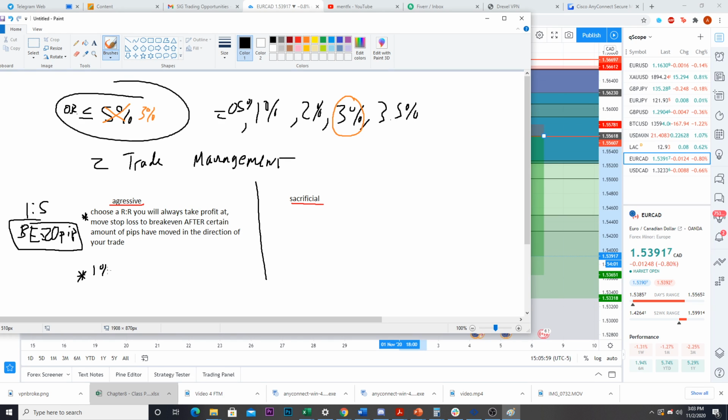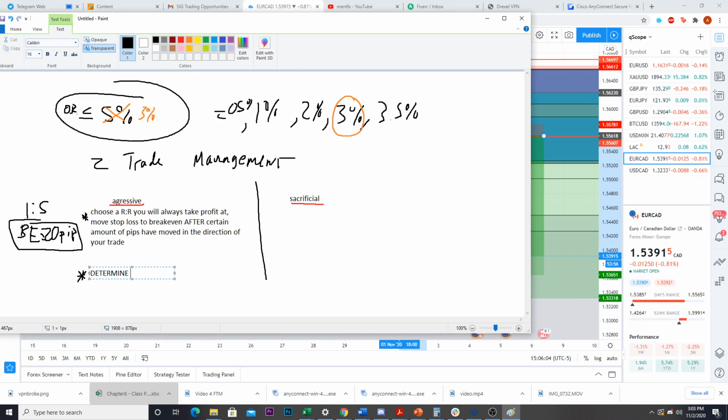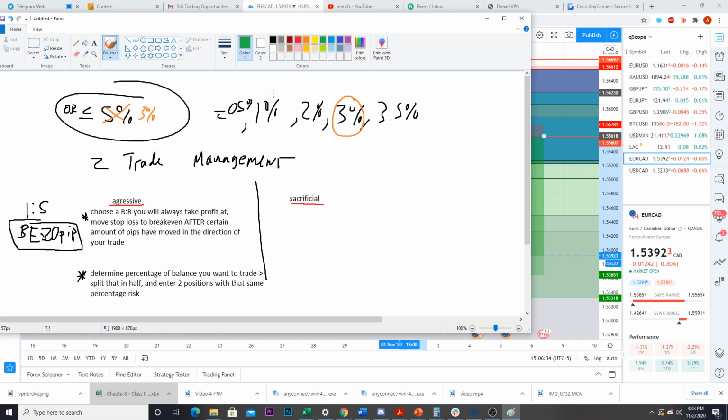However, when you determine that percentage, whatever it is to trade, let's take a note on this. You determine the percentage of balance you want to trade, right? And after you determine the percentage of the balance you want to trade, what you're going to do is split that in half and enter 2 positions with that same percentage risk, right? So all you're doing is entering 0.5% position trades if you're trading the 1%, right?